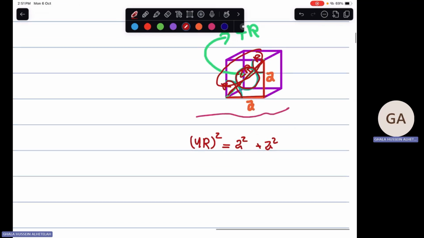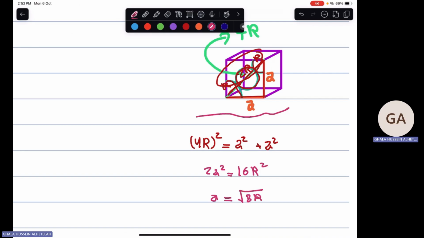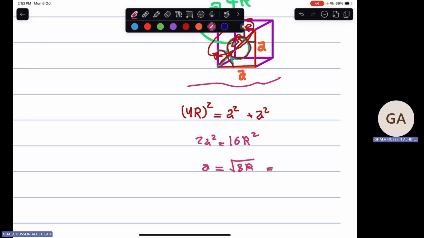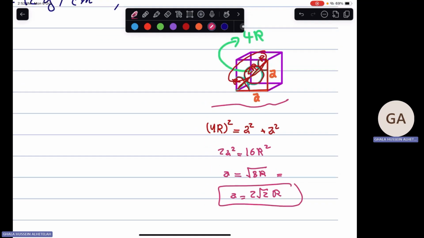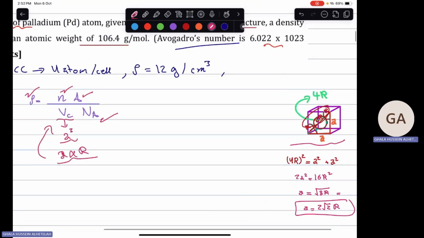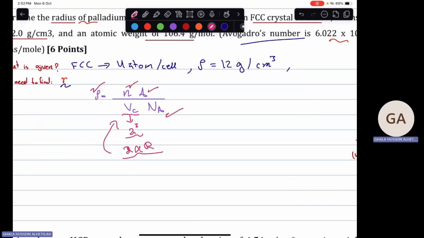Okay, then let's solve for a. We can say that 2a squared is equal to 16r squared. Simplify. We have a is equal to the square root of 8 times r, which is basically a is equal to 2 square root of 2 r. Okay, so now we find the relationship between a and r. We can just substitute it in the original equation.